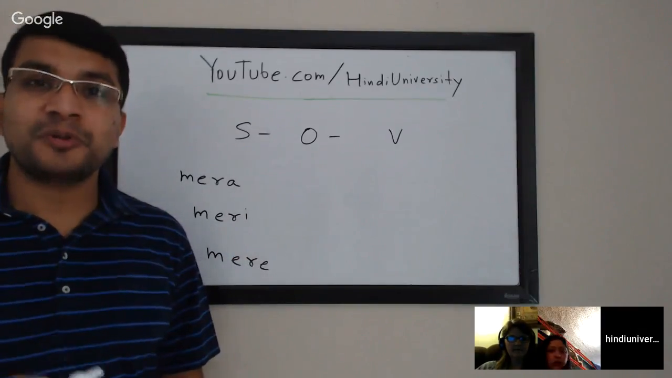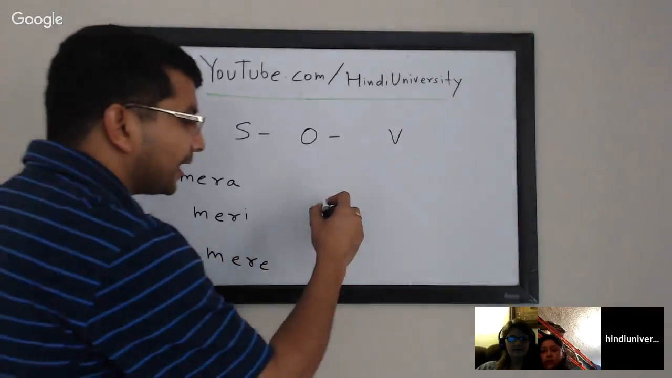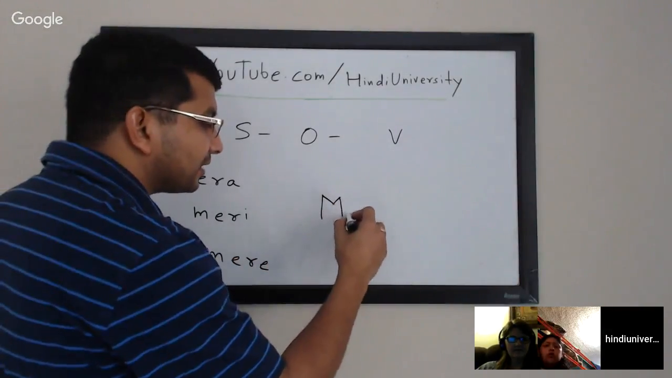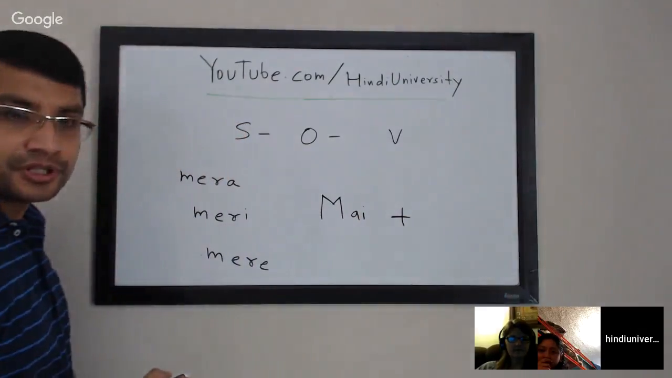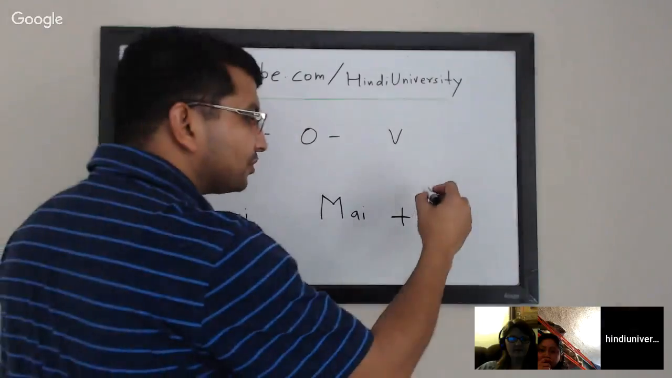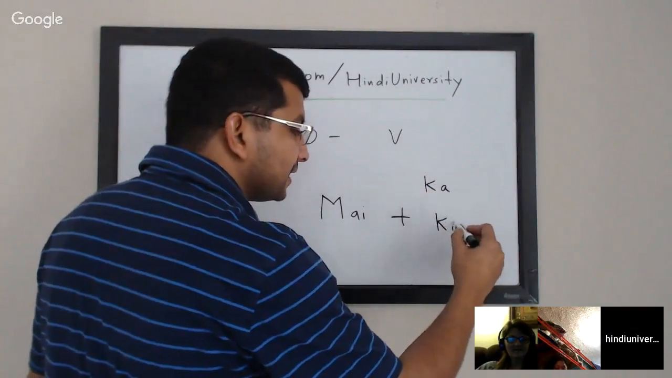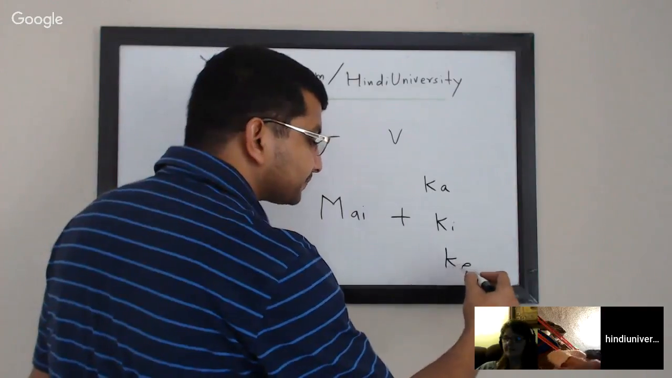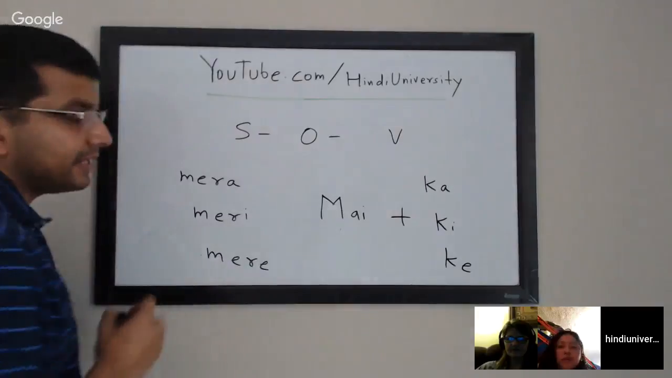You'll be surprised that just using these possessive pronouns, you are able to make so many more sentences. In a nutshell, all these possessive pronouns are nothing but your personal pronoun plus a postposition, and those postpositions are nothing but ka, ki, and ke. So मैं plus ka is mera.